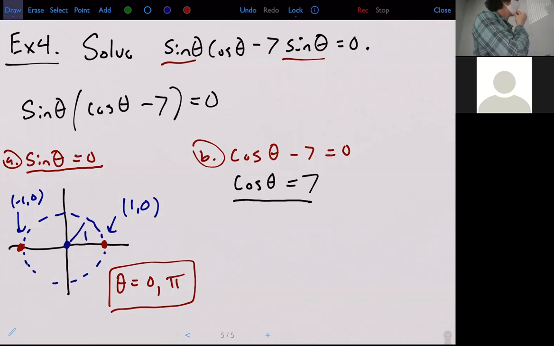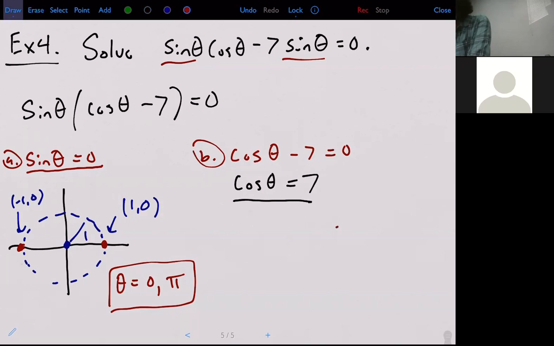Yeah, so it's not on the unit circle. Another way to put this is that cosine can never be equal to 7 because the range of this function is between -1 and 1. And like you said, it's not on the unit circle. Where is cosine defined?